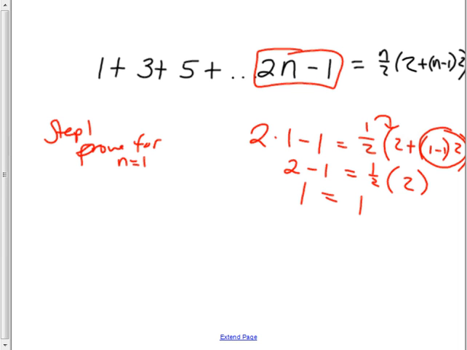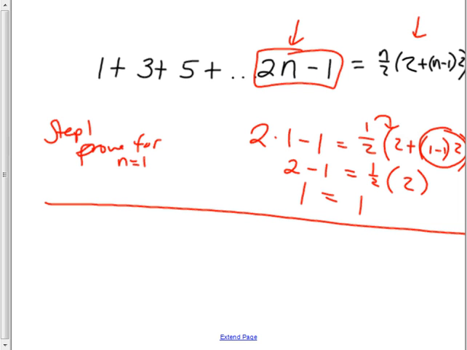Because we're trying to prove that this formula works. I know that the first term is going to be 1, okay, but does this actually generate 1 is the question. And then on the other side, when you have only one term, does this actually give you the sum of all the terms? Which it does, because 1 is equal to 1. All right, so that's step 1.